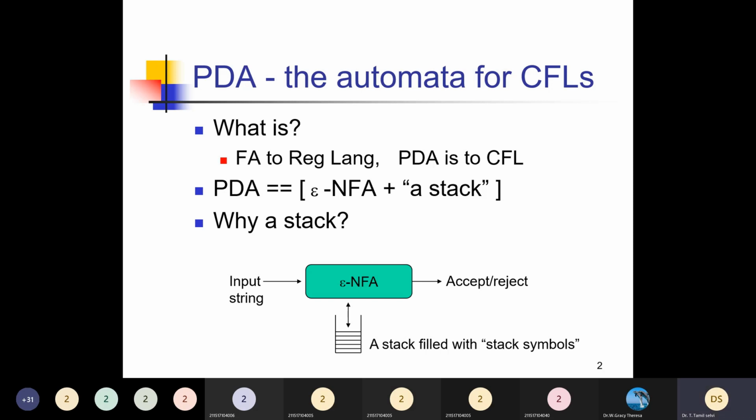Okay, is it clear? So PDA means what? Finite automata, non-deterministic finite automata with epsilon transition, plus we are including one small memory as stack. Okay, and then move on to the next one.